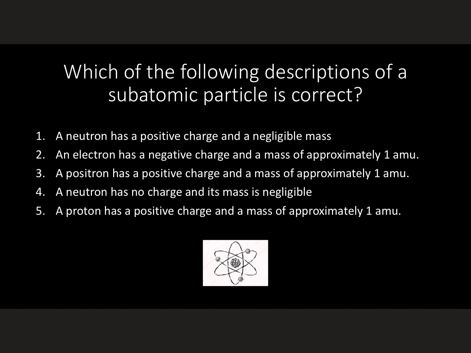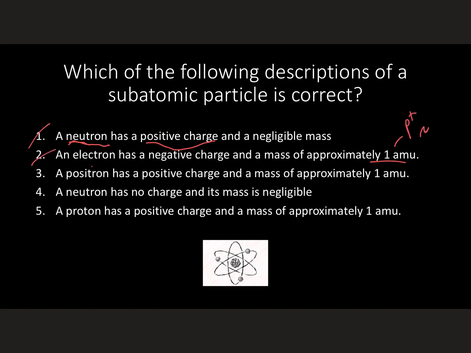Here we have just a basic definition problem, right? So which of the following descriptions of a subatomic particle is correct? So a neutron has a positive charge. Okay, so we know that's already wrong because neutrons are neutral, right? So not that one. An electron has a negative charge. So far, so good. And a mass of approximately 1 atomic mass unit. Okay, so electrons are actually really, really small to the point where they're essentially negligible in some calculations. 1 AMU is essentially a proton or a neutron. So we're going to knock that one off.